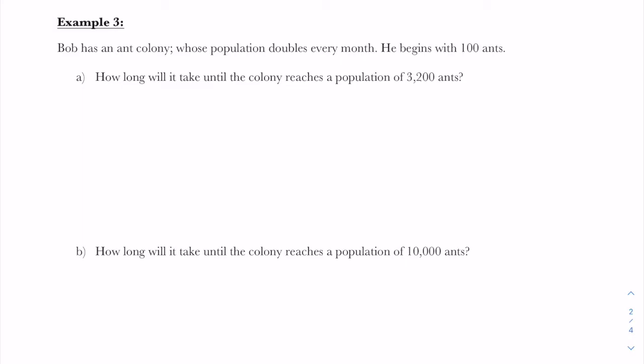All right, here's another example of exponential growth. So Bob has an ant colony. The population doubles every month. So as we discussed before, when something doubles, that's a growth rate of 100% or 1. It's doing so every month, so that's the tau. Tau is every 1 month.